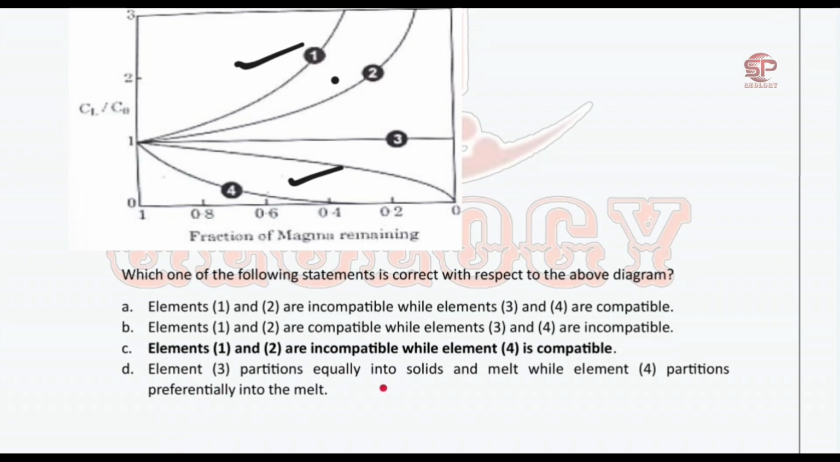Then element 3 partitions equally into the solid and melt. This is correct, but element 4 partitions preferentially into the melt. Because it is a compatible element, it will go preferentially into the solid. So it is incorrect. So the answer will be C.